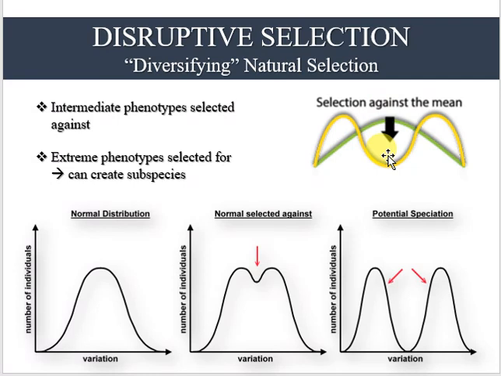This will often happen when there is some sort of change in the environment. Disruptive selection will operate in an effort to kind of counter those changes by favoring those extreme traits. The intent of the operation is to help organisms survive those new conditions.